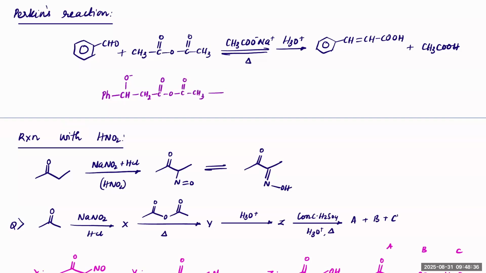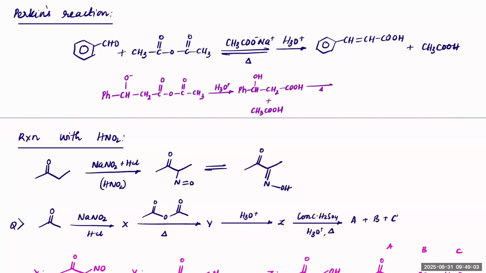Correct? Now imagine if you do hydrolysis on this one. On hydrolysis, first the anhydride will break into acids, correct? And here also it will break into alcohol. So we will get PhCH=CH... OH. Then we have CH2COOH plus CH3COOH. These are the two parts formed.